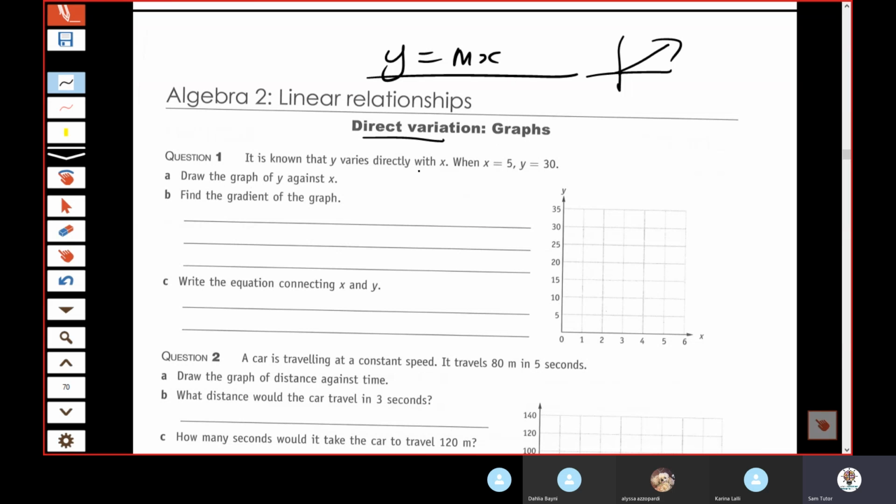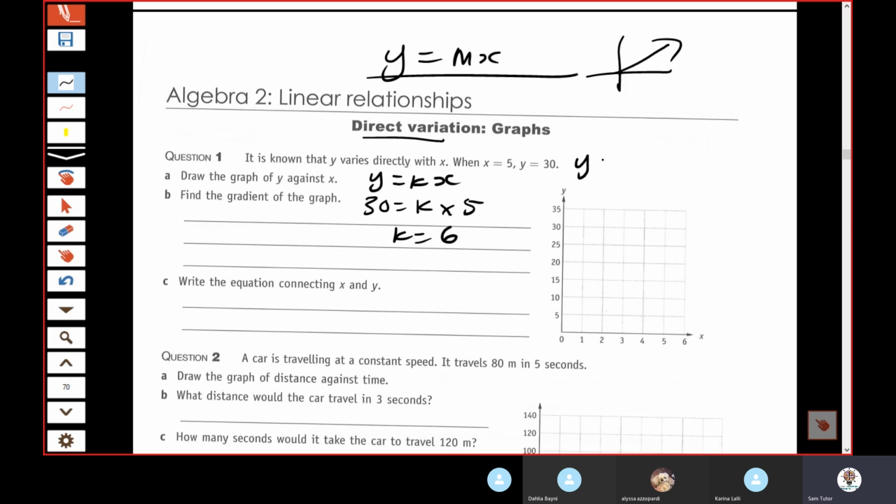It is known that y varies directly with x. When x equals 5, y equals 30. See how it says just draw the graph? You're not meant to do that. You're meant to always remember step 1 for anything that varies directly is to find k. So y equals kx. Y is 30, k times x is 5. So k equals 6. Cool. And then draw the graph now.